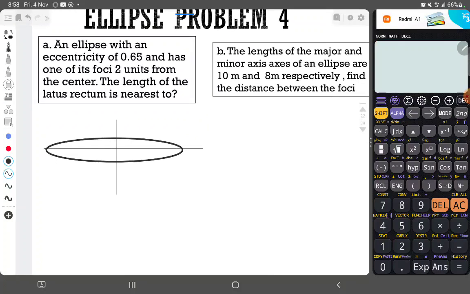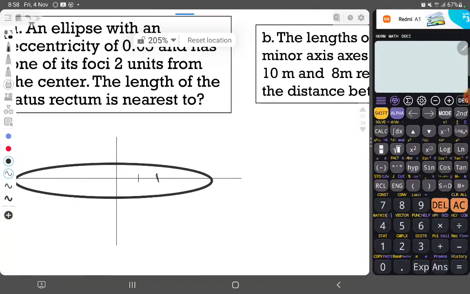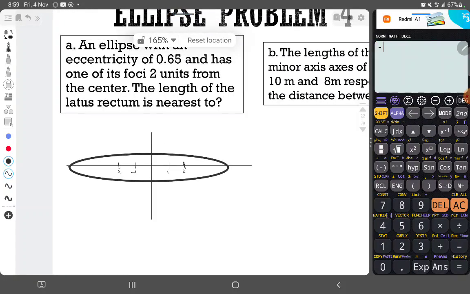Okay. So we have 2 units from the center. So our foci, 2 units from the center. Our foci is our letter C, right? So which is 2 units from the center, therefore we have positive, negative C. This is 2, 0 and negative 2, 0, at center 0, 0. Its eccentricity is equal to 0.65.